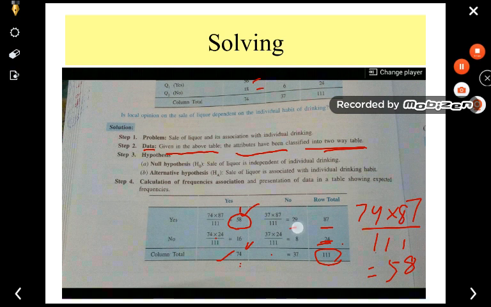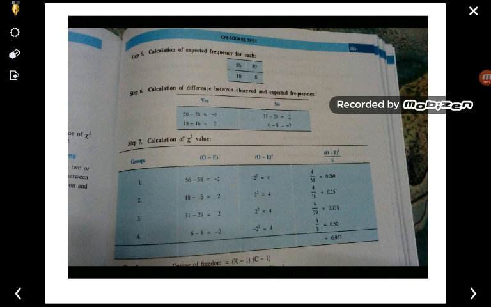Similarly, we have to find it for no also. Here we know that 37, that is the column total, into rows, 24. Therefore 37 into 24 divided by 111 gives you 8. So in this way we have to find the expected frequencies. So we have calculated the expected frequency. It was 58, 29, 16 and 8 for the 2 events.